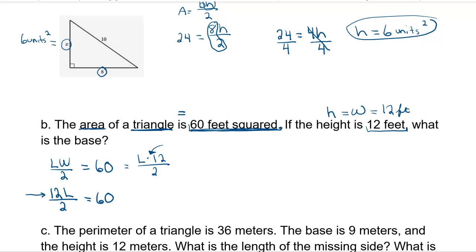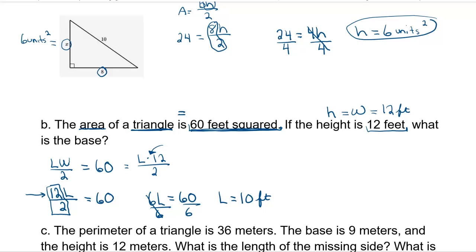All right, so remember in the previous one that I did, I said, well, we've got two numbers, right? One of them is sitting next to a variable. So I'm going to run the calculation 12 divided by 2, which is 6L equals 60. And now I divide. Divide by 6, divide by 6, and L equals 10 feet. And it's a singular unit because it is just a dimension. It's not a perimeter, right? It's a length that you're dealing with instead of area or volume.